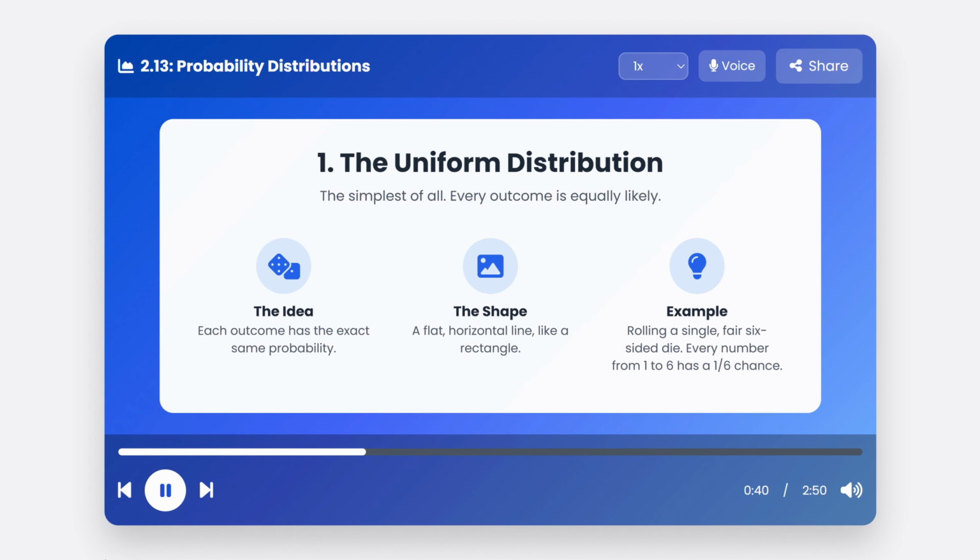Let's start with the simplest one, the uniform distribution. Here, every possible outcome has the exact same probability. The graph of a uniform distribution is just a flat, horizontal line. A perfect example is rolling a single fair die. The probability of getting a 1, 2, 3, 4, 5, or 6 are all exactly the same, 1/6.